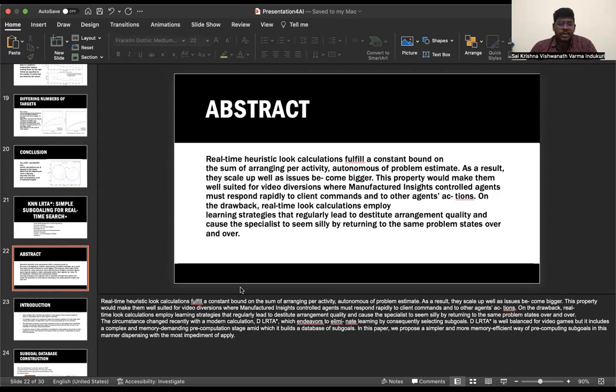So on the drawbacks, real-time search algorithms employ learning strategies that often lead to poor solution quality and cause the agent to look silly by returning to the same problem states over and over.